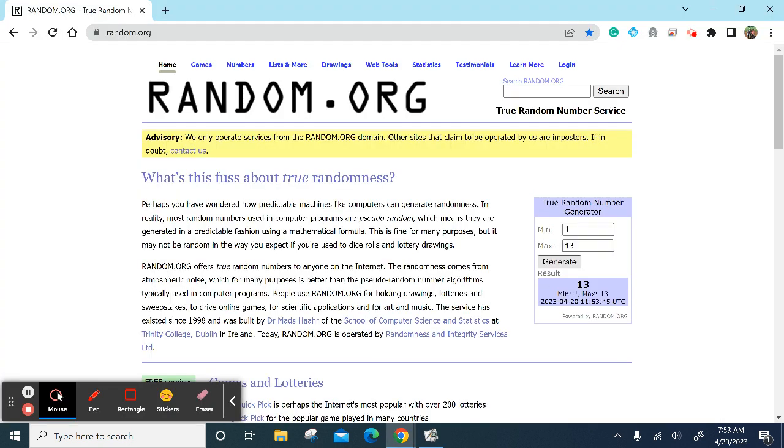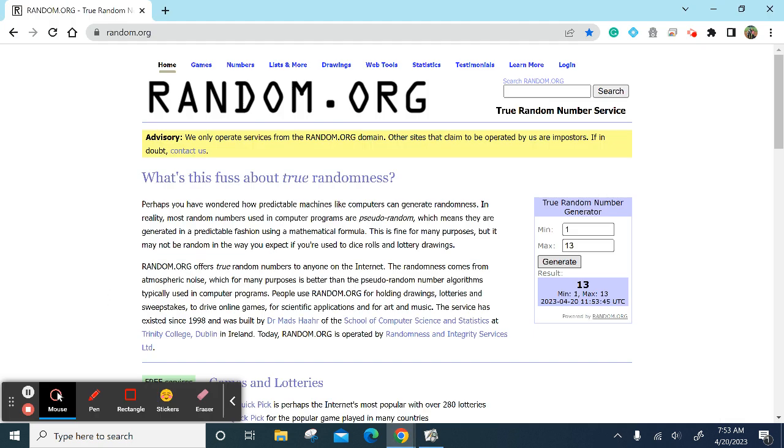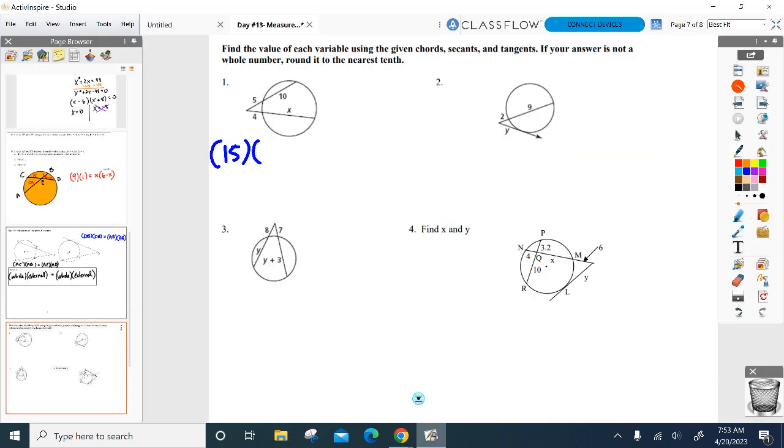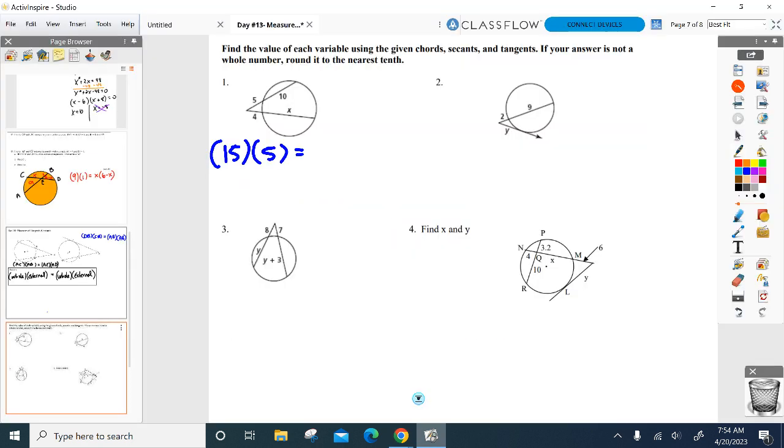All right, give me one whole length. Charlie, give me one whole secant length. 15. Good. 15 times its external part. 5. All right, how do you express how long the other secant is? The other whole secant is 4 plus x. Thank you. Not 4x. 4 plus x. Times, what's the external part? 4. There you go. Make sure you separate the chords from yesterday and the secants and tangents from today. And then you guys can go ahead, and I don't need to hold your hand here.